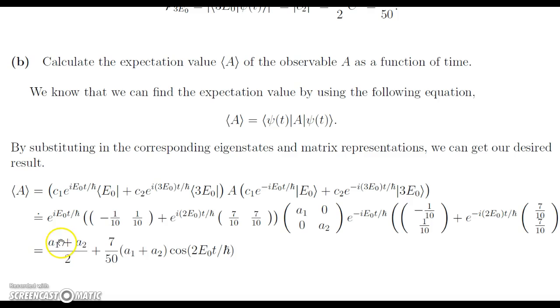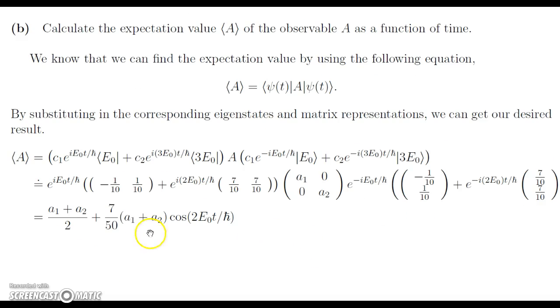So here we have A1 plus A2, which are the two possible measurements of the observable A, all over 2, plus 7/50ths times their sum again. And then we have our corresponding oscillating factor that we expected since they're not commuting observables, of cosine of 2 times E naught t all over h bar. So now that we have our expectation values and our probabilities, we have completed this problem, and that'll be it. Thank you.